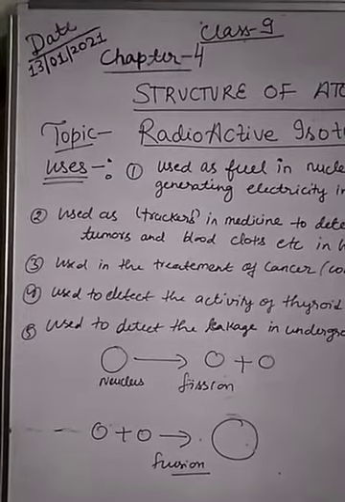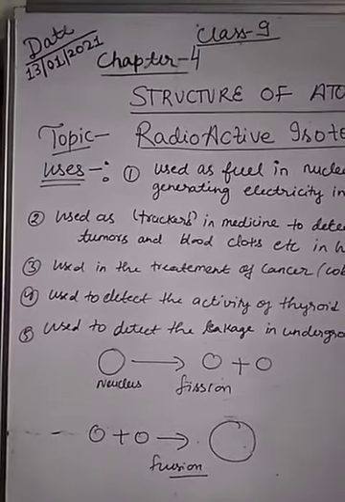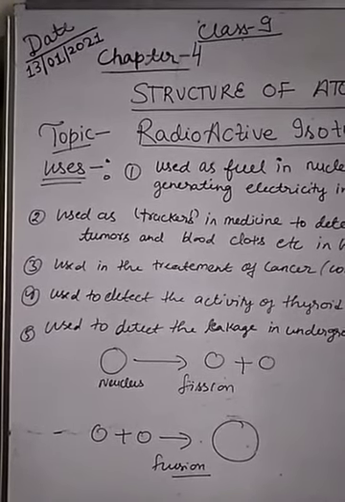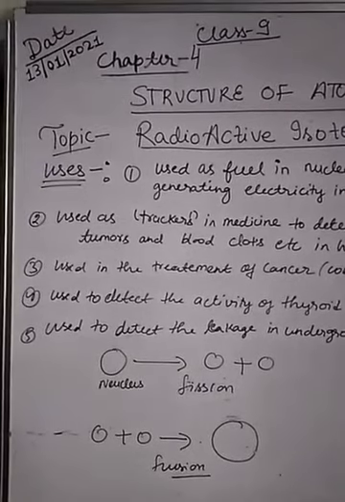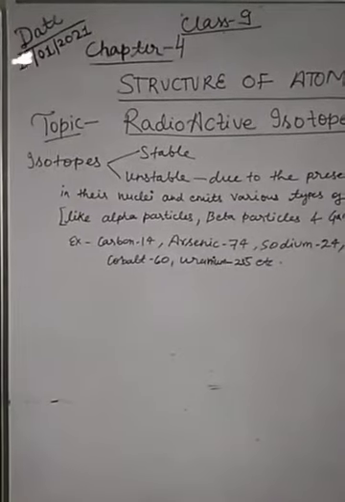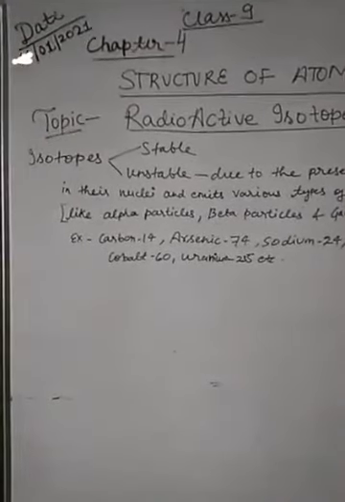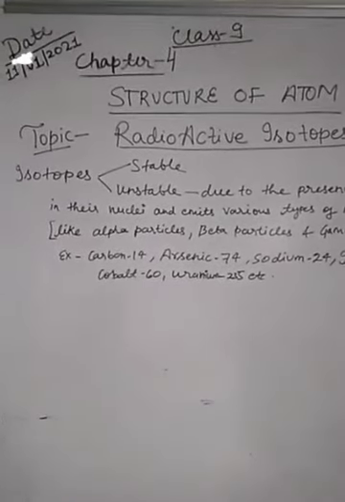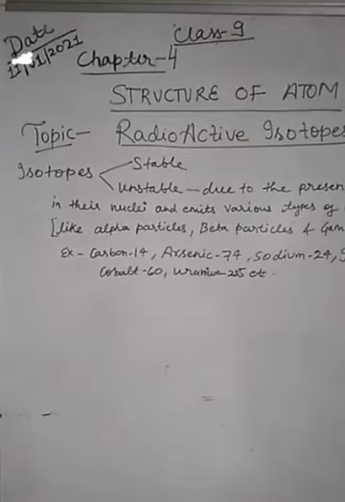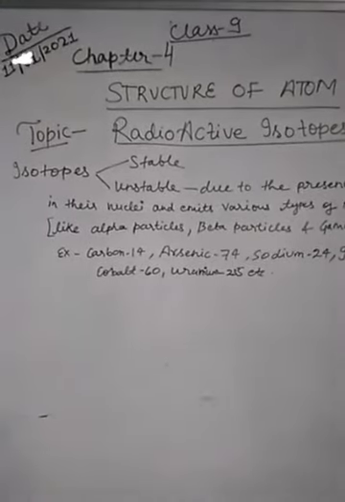We are studying chapter number 4, structure of atom. And today we are going to study the topic that is radioactive isotope and its uses. Here we have studied about isotopes. Elements having the same atomic number but different atomic masses are termed as isotopes.